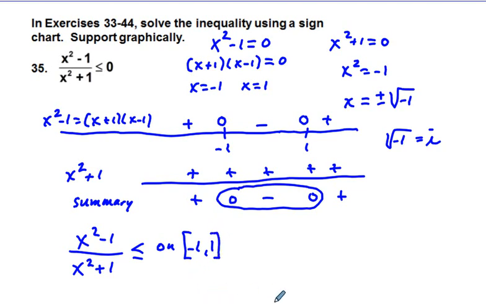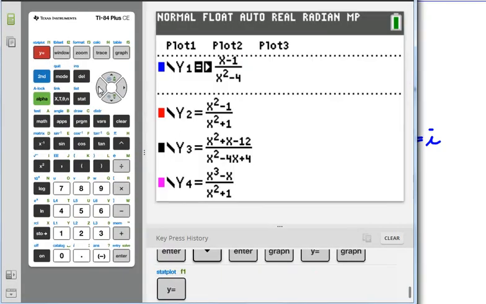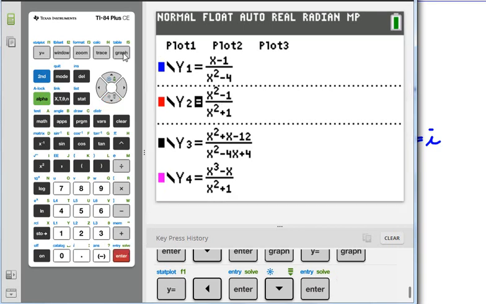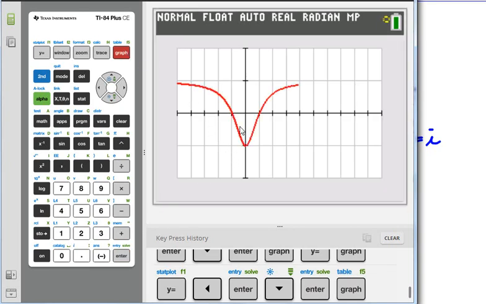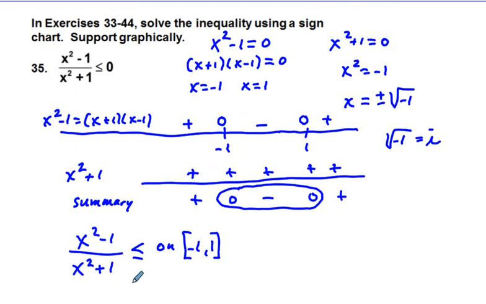And for, it says support graphically, here we go back to the calculator, and we're going to turn this one off here, and then go down to the next pre-entered function. There it is. We should see it down below the x-axis right here, between negative 1 and 1. So that is the graphical support. Okay, so that would be our answer there.